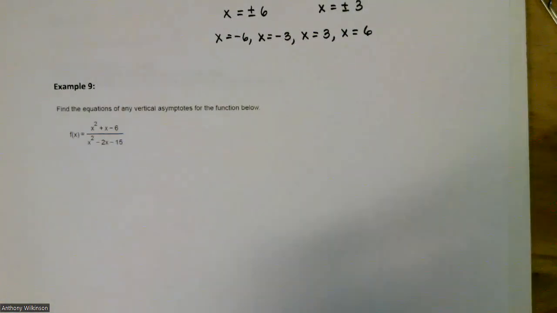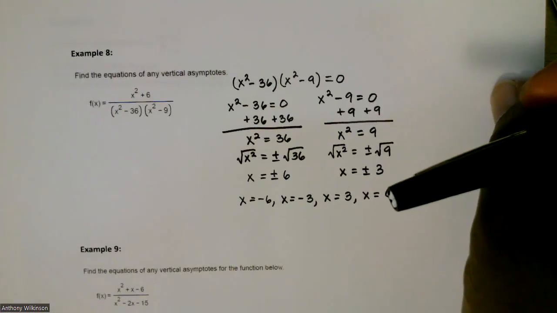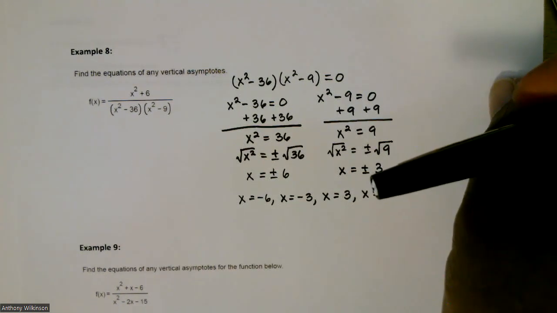Okay, here's another example. Find the equations of any vertical asymptotes for the function below. In this case, you get f of x equal to x squared plus x minus 6 divided by x squared minus 2x minus 15. We're finding the vertical asymptote. That means we want to first find out what values of x would give us a 0 in the denominator. And we want to make sure that there are no common factors. Okay, that's very important.